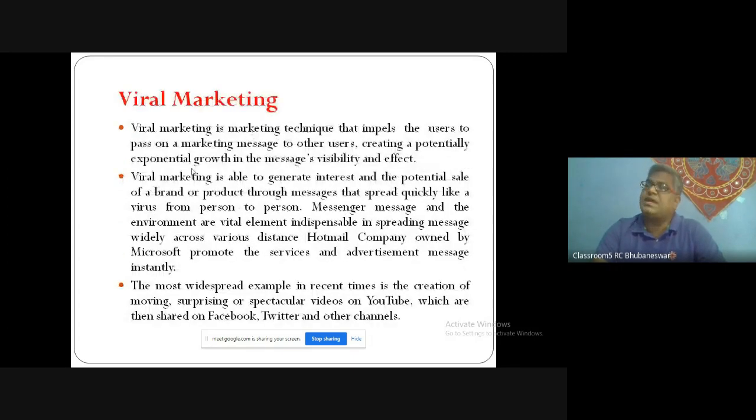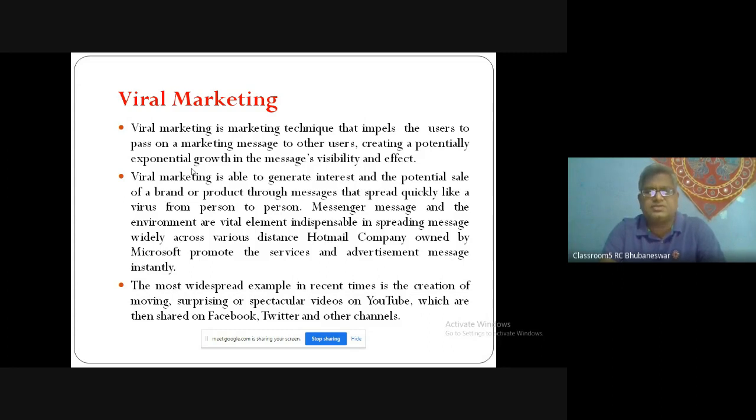And so another type of marketing is called viral marketing. Nowadays, through technology, it has tremendous untapped potential, through WhatsApp, Telegram, Instagram, and email. That type of viral marketing technique can create potential exponential growth, and it can generate interest.